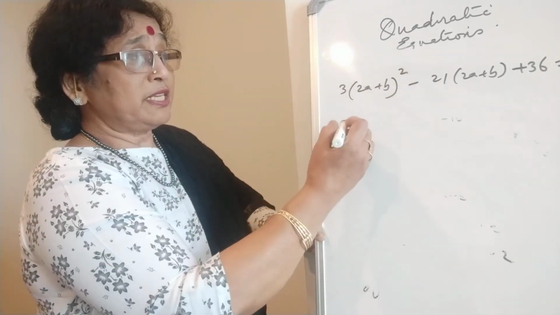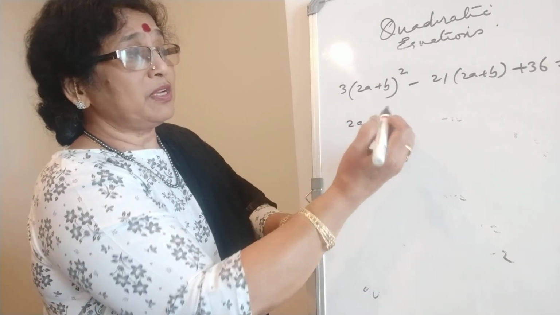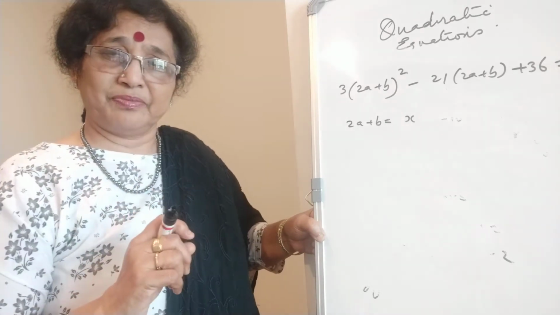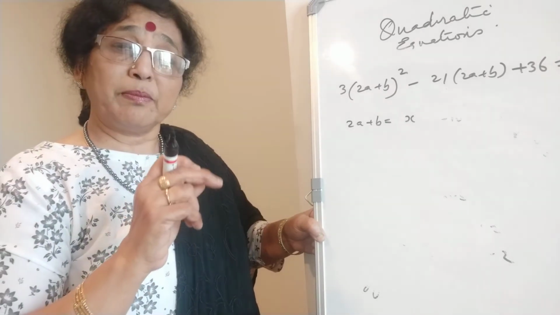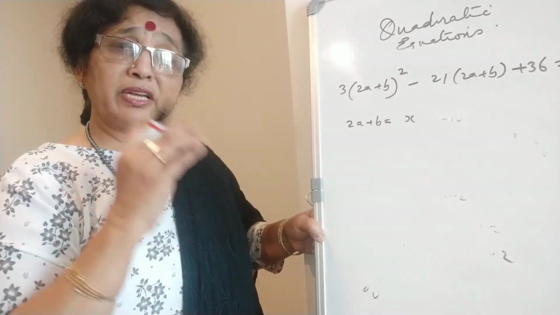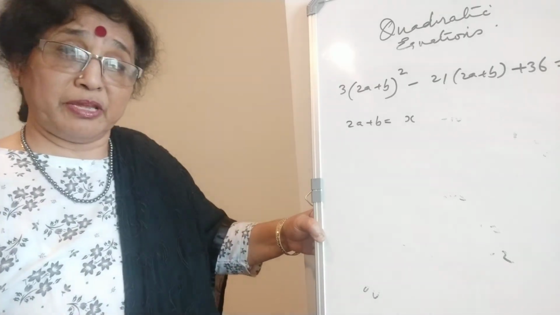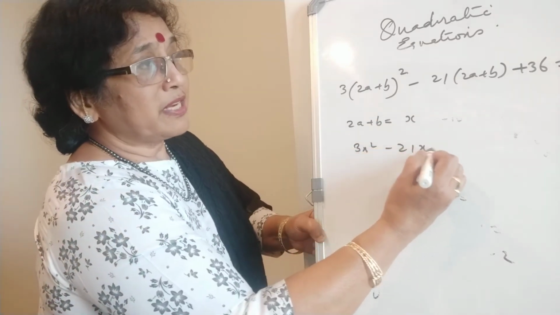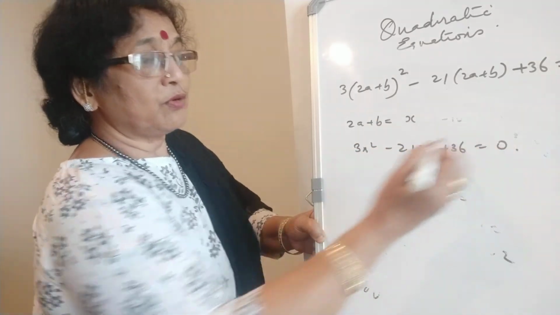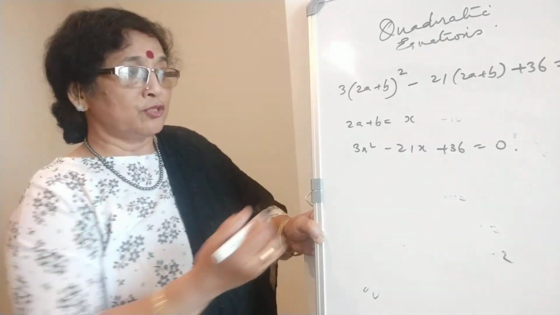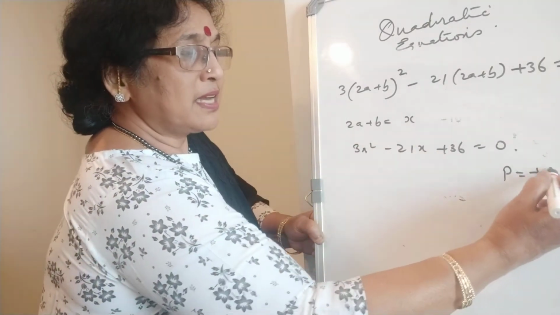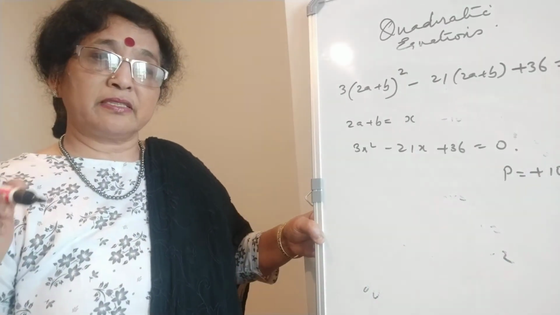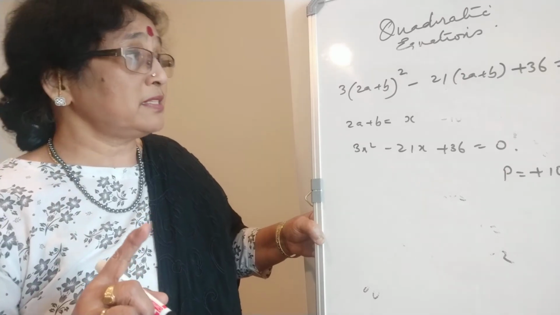So once you see this, you take 2a plus b equals, say, x. Please don't take 2a plus b as a, or as b. You can take any other alphabet other than a and b. So I took it as x. So that becomes 3x square minus 21x plus 36 is 0. So I get the product as 108x square. Remember, later on in the end you'll write x as 2a plus b.